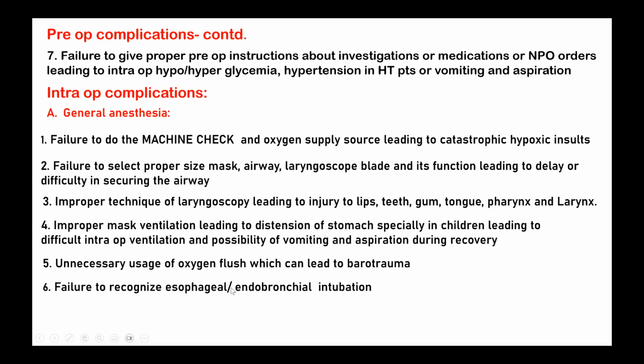But endobronchial intubation, especially during the learning period, in your enthusiasm to pass the tube through the vocal cords, you push the tube too much inside, especially in pediatric patients, which will go into the right bronchus. Left bronchus will not get ventilated properly. The same thing can happen in obese individuals with a short neck also.